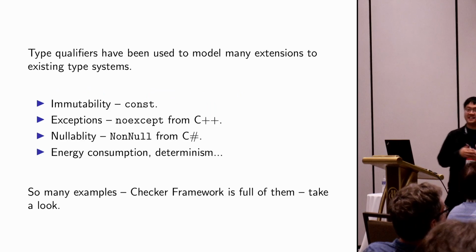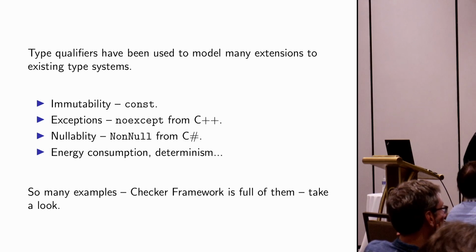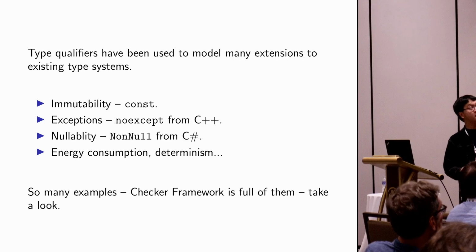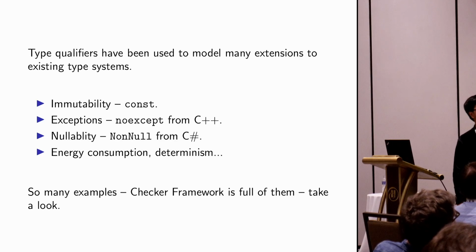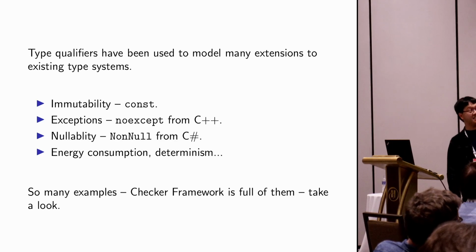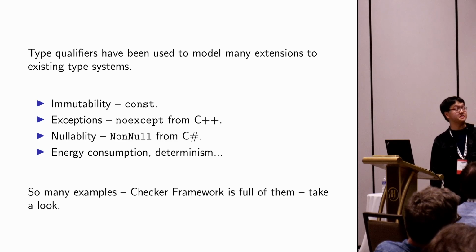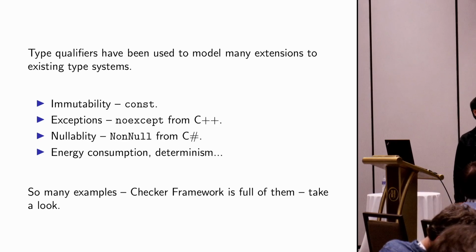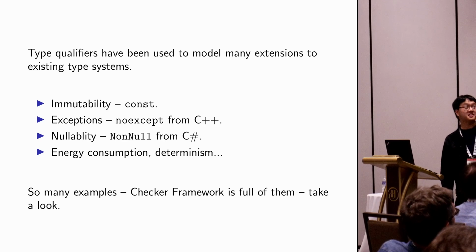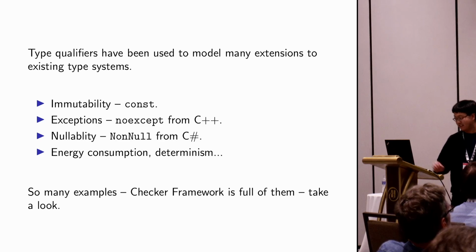Type qualifiers have been used to model a whole bunch of extensions to existing type systems. The one we saw here was immutability, const. There's also exception safety, which most famously comes up as noexcept from modern C++. Nullability in various forms, like in non-null from C#. And there's a whole bunch of work done in the Checker Framework for modeling extensions like energy consumption, determinism, you name it.